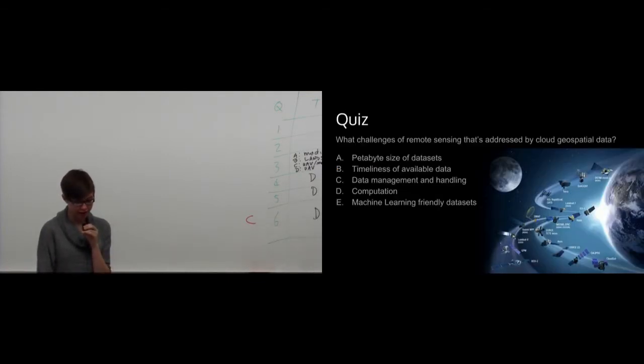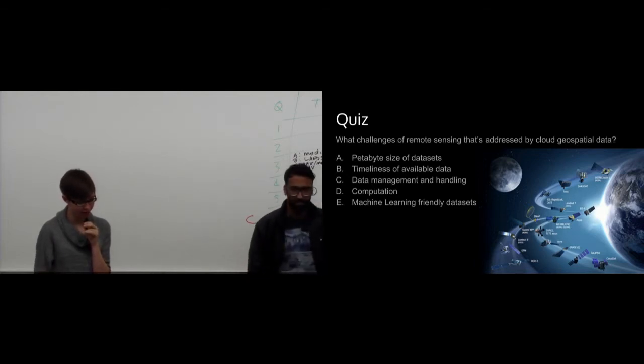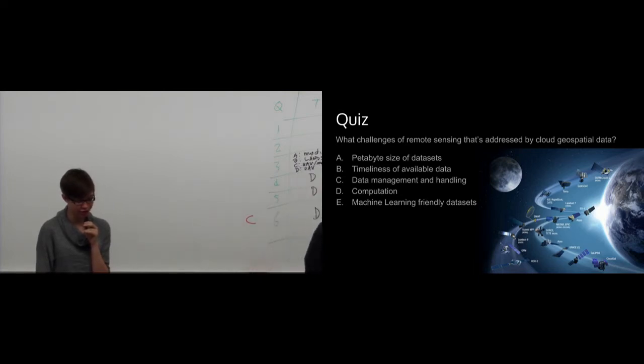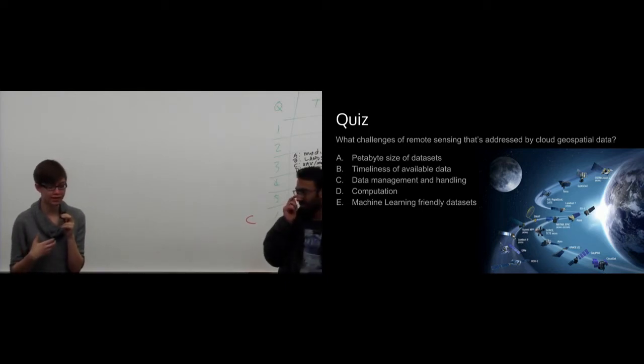To close it off, we have a little quiz, of course. Raise of hands, what are challenges of remote sensing that you think are addressed by cloud geospatial data? A. Okay, about 70% of the class there. B. Maybe like 50%, so we'll talk about that. C. 50% again. D. A little bit higher. And E. A little less. Well, we actually said in some form or another, it's all of them.